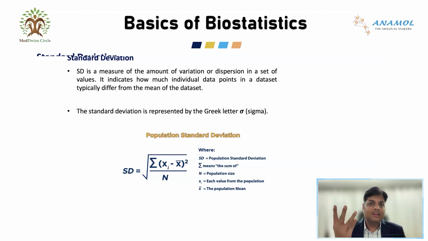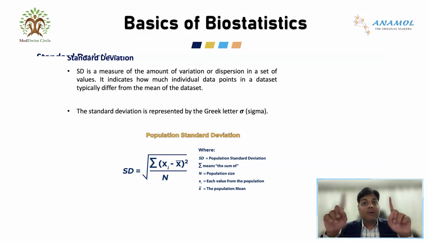I take another three individuals. The first individual has a glucose value of 60. The second individual has a glucose value of 100. The third individual has a glucose value of 140. Again, when I calculate the mean, it will come as 100. But here, the values of 60 and 140 are far away from the mean.